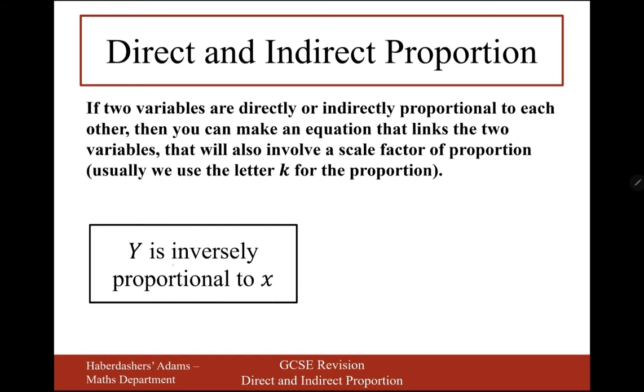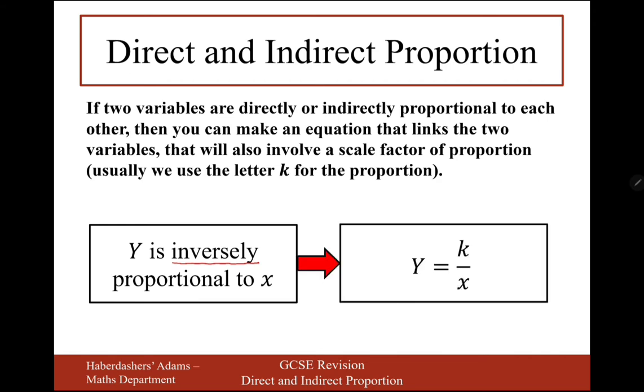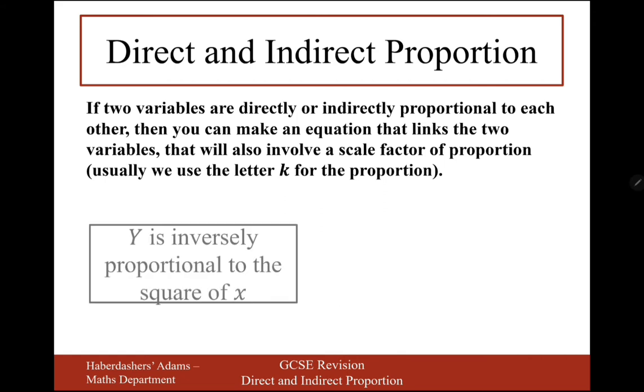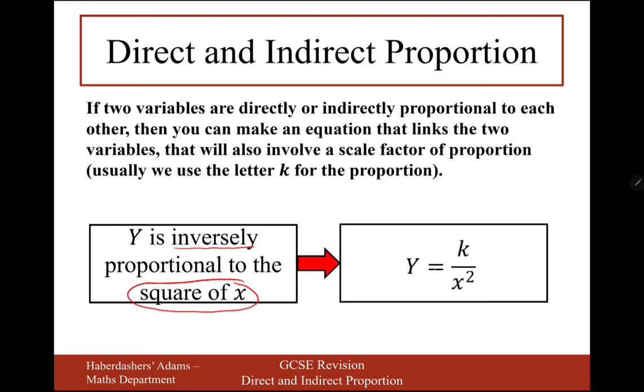Okay, and then we move on to this keyword of inversely proportional. That's when we start to create fractions. So k will always be on the top of a fraction. And when you see the word inversely, that will mean create a fraction with k on the top and x on the bottom. Or it could be inversely proportional to the square of x. So in that case, inversely means create the fraction, and then the square of x means square x. So it's y equals k over x squared.